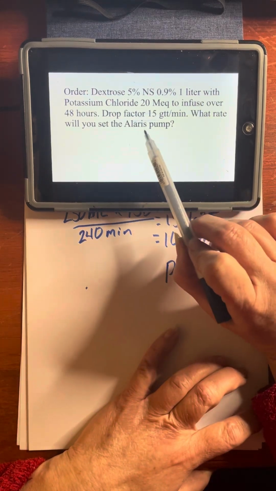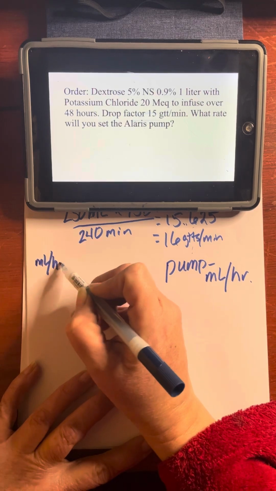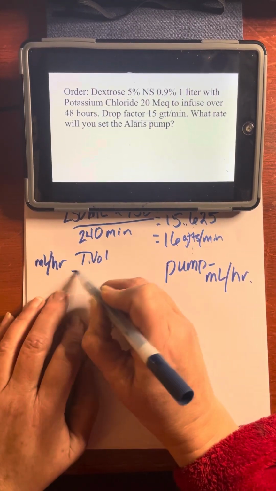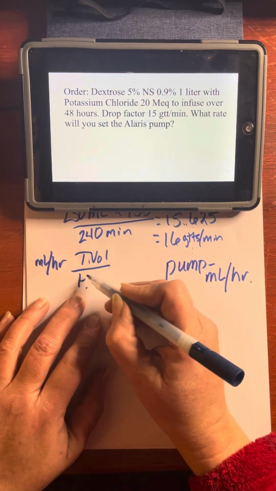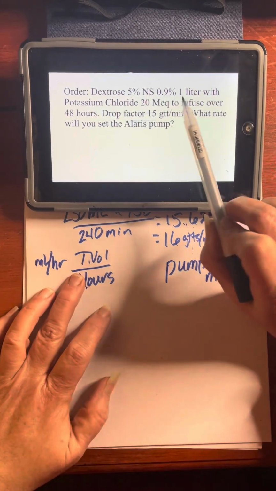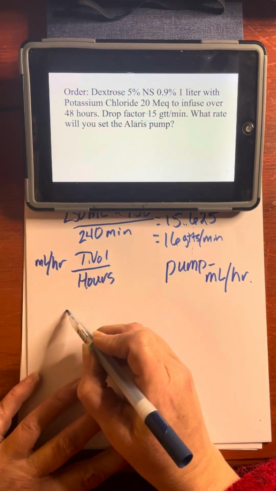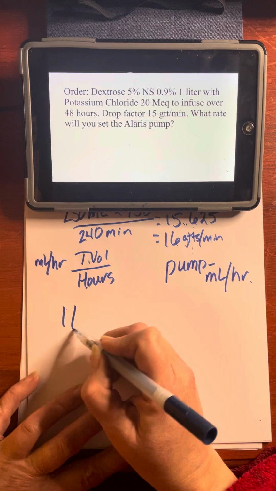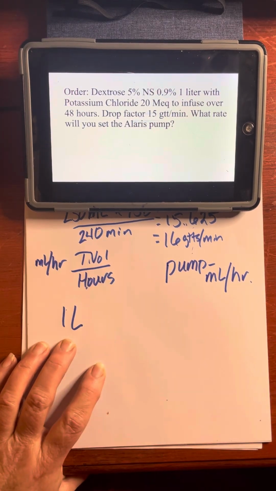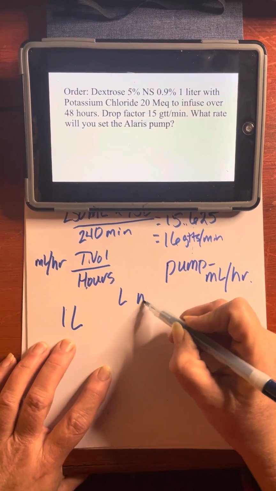So we're doing milliliters per hour. So what's that? It is the total volume divided by the time in hours. So what's our total volume? 1 liter. Now people gonna ask me why I am, maybe you won't, I don't know.